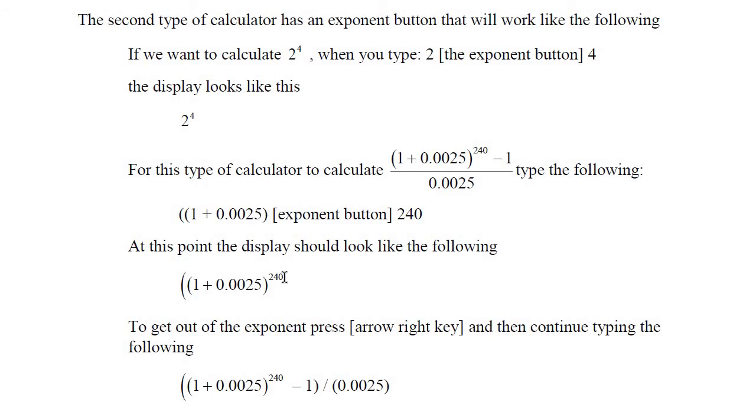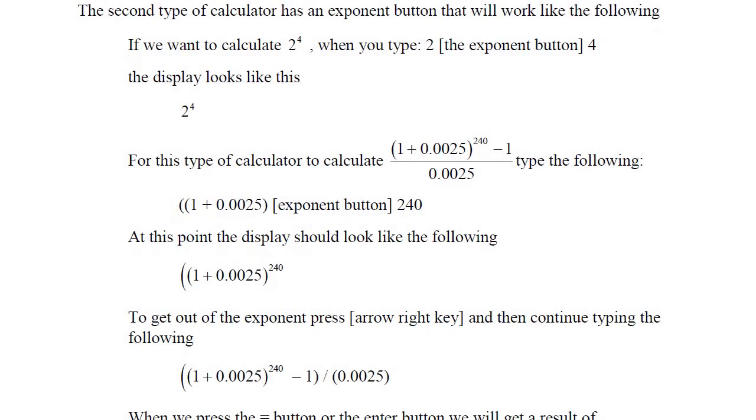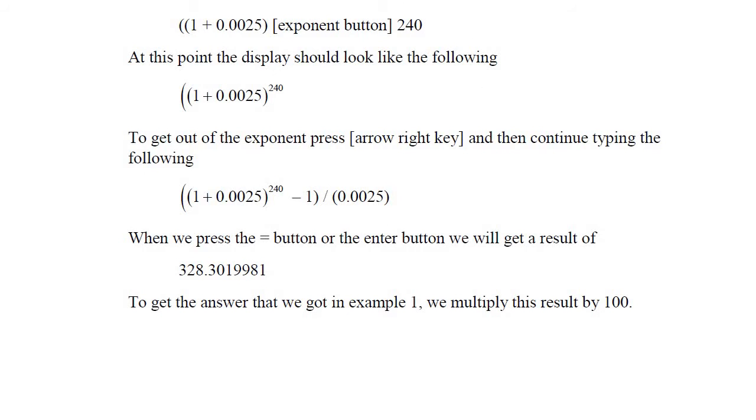What you're going to have is your cursor up in that exponent, and in order to get the cursor out of the exponent, we're going to press the arrow to the right key on the calculator. Your calculator should have an arrow to the right key somewhere, and when you do that, it'll put it back down on the main line, and then we can continue to type. So if we continue to type, with our minus 1 right parentheses, divided by left parentheses 0.025 right parentheses, and then I press my equals or my enter button, I should get 328.3019981. And then again, to get the answer in example 1, you multiply that result by 100.